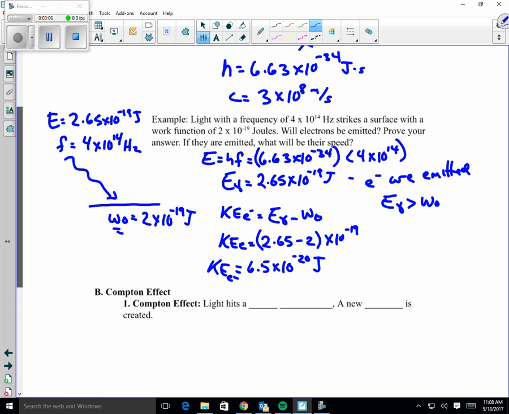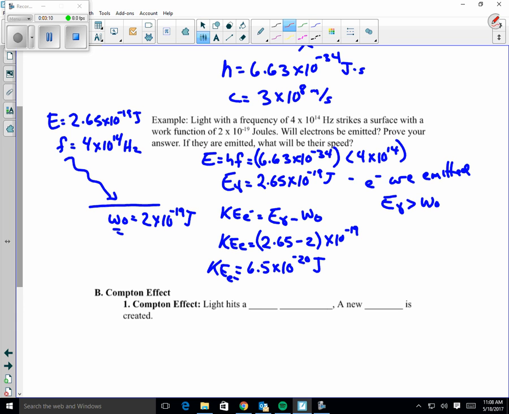Okay, now I need to find the speed. I run out of room over here. I can do KE equals 1/2 mv squared. Take that kinetic energy and put it in over here. So 6.5 times 10 to the minus 20th is 1/2 m, where m is the mass of an electron, and that's on the reference table, 9.11 times 10 to the minus 31, times v squared.